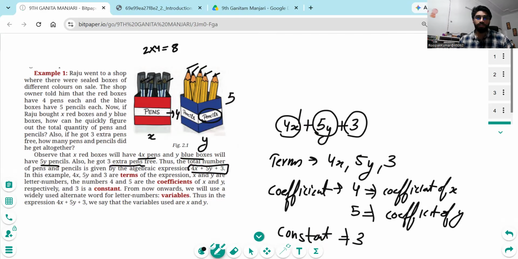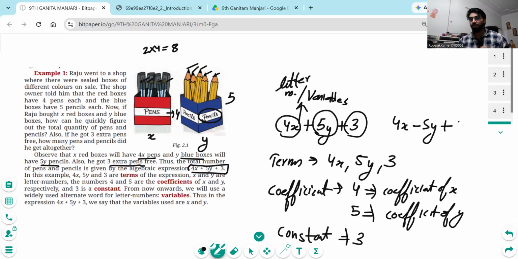Now, these x are also known as letter numbers, but the better word is variables. I hope these things are clear. By the way, if there is a sign, you will take it along with the sign. Like if I had 4x minus 5y plus 3, the coefficient of y would have been minus 5, because you are multiplying that negative 5 times. Okay, so that is clear with us.